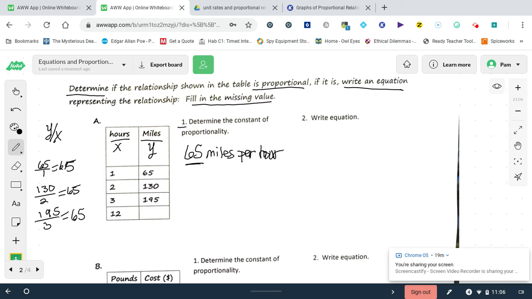But the key thing is, okay, we know it's 65. I attached the miles per hour, so it makes sense. All right, so on step 2, I write the equation in the form y equals kx. Well, y is equivalent to miles, okay? So we know that. I'm going to keep the y, though. I'm not going to write the word miles. I'm just going to keep the y. K is our constant of proportionality.